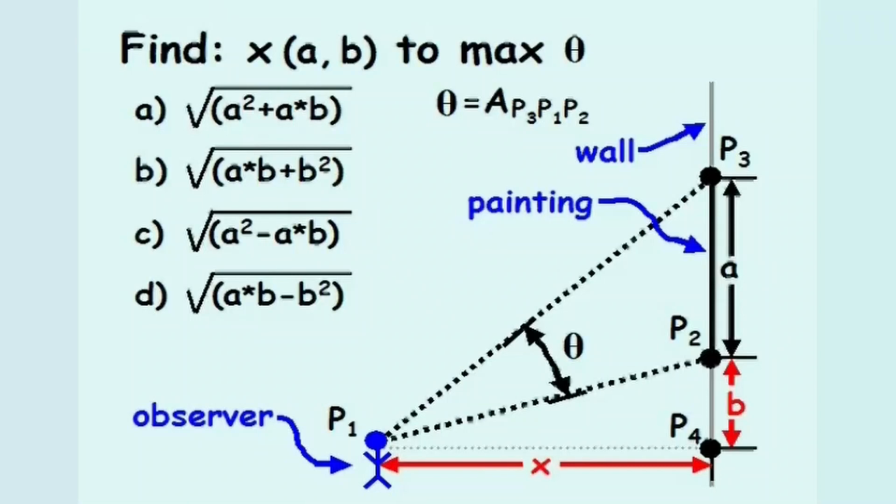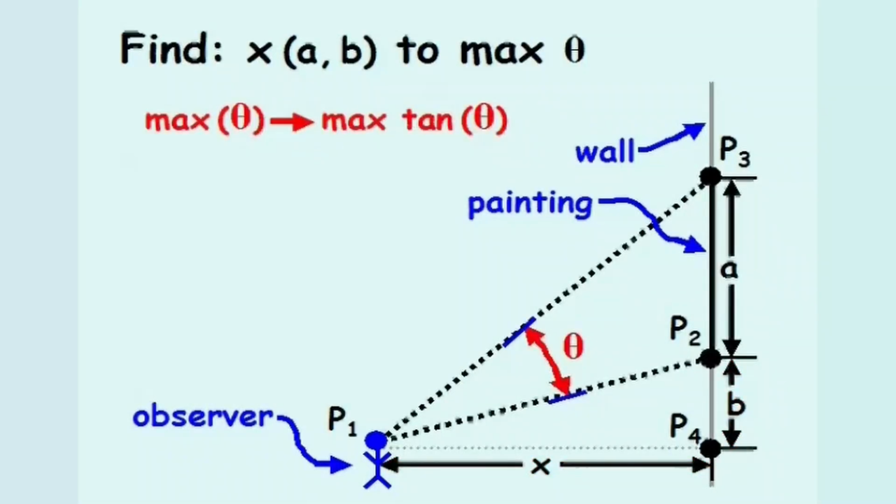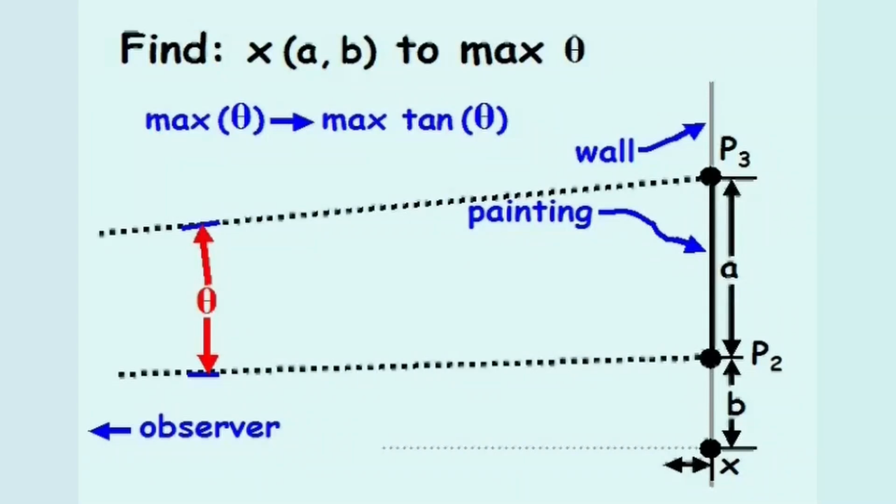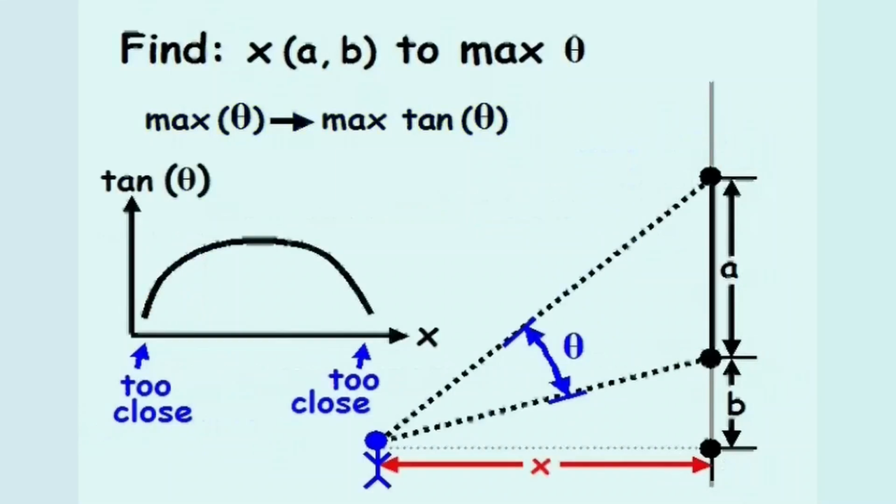In this problem, maximizing the angle theta will generate the same equation for x as maximizing the tangent of angle theta. If the value of x is very small, then theta is also very small, like sitting in the front row of a movie theater. And if x is very large, then theta is again very small. So we want to find the optimal distance x, which will maximize the angle theta, so that x isn't too close or too far from the wall.